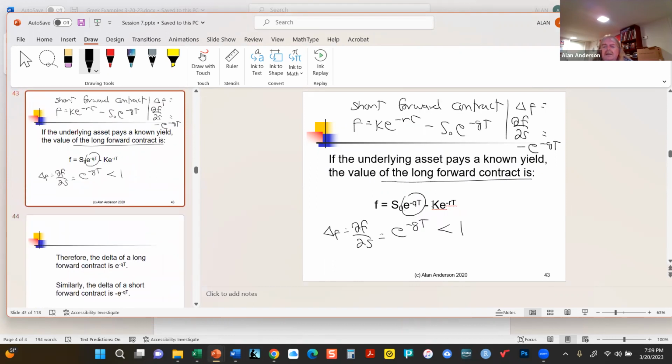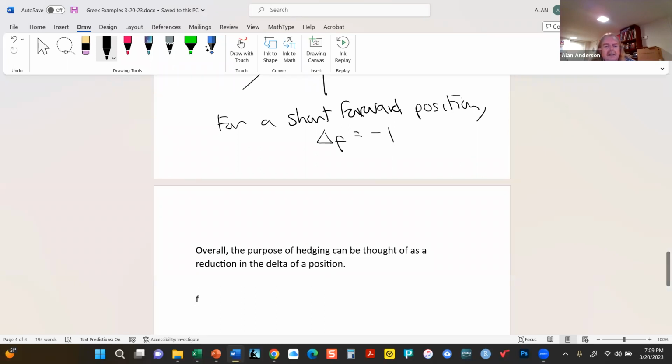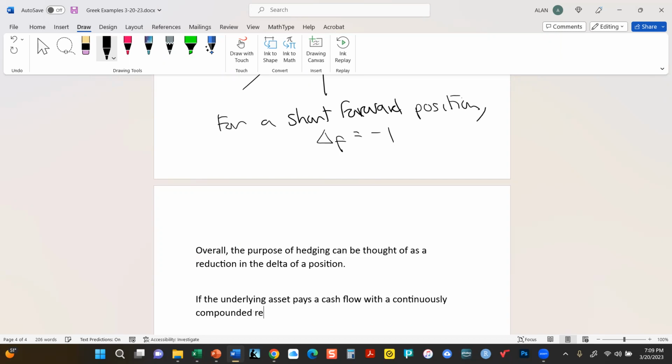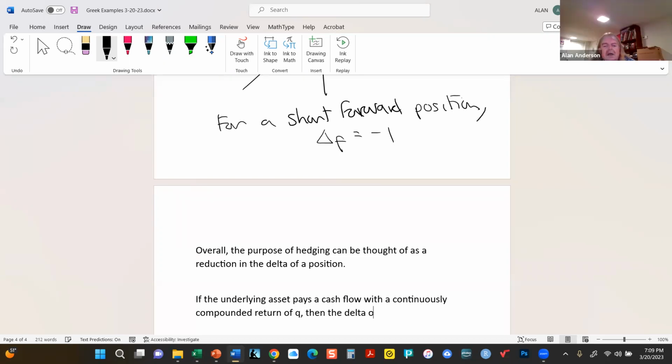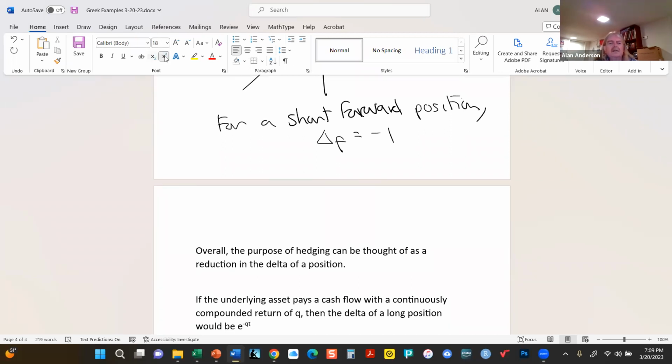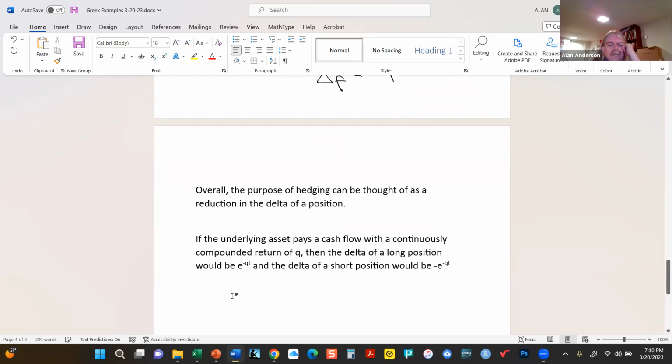Oh, also, if there's a Q involved, then if the underlying asset pays a cash flow with a continuously compounded return of Q, then the delta of a long position would actually be not 1, but e to the minus QT, which is just a hair under 1 anyway. And the short position would just be negative e to the minus QT. Okay, so you can think of the e to the minus QT as a type of present value based on the return to the asset.